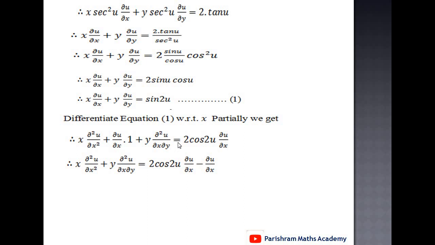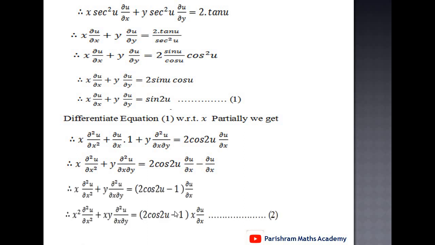On the right side, derivative of sin of 2u is cos of 2u into derivative of 2u, which is 2. Therefore, 2 into cos of 2u into derivative of u, which is ∂u/∂x. Then we can transfer the second term to the right hand side. We get 2 into cos of 2u into ∂u/∂x minus ∂u/∂x. Then from the right hand side we can take ∂u/∂x as common. We get 2 cos 2u minus 1 into ∂u/∂x.